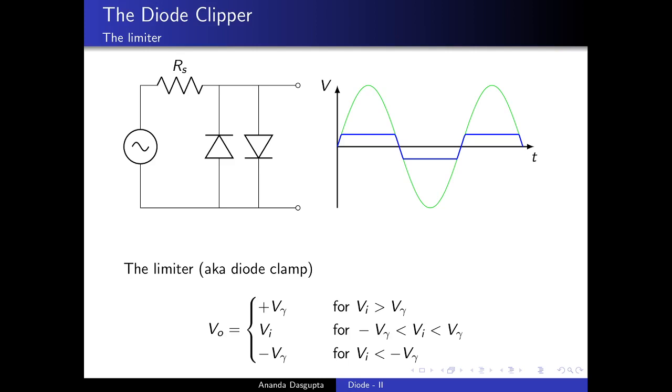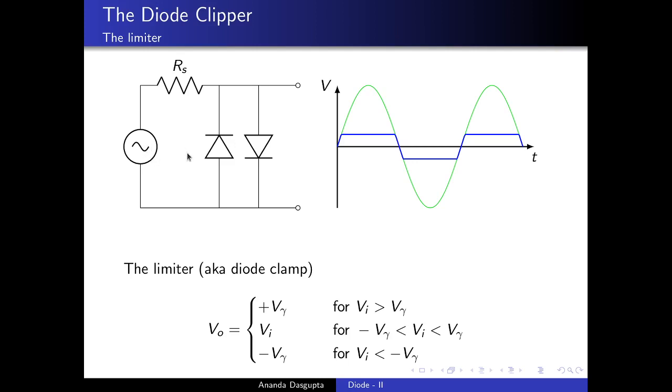However, remember, the diodes only conduct when the cut-in voltage is exceeded. So when the input is positive and exceeds the cut-in voltage, then the diode on the right will conduct, and the output voltage will be fixed at V gamma.